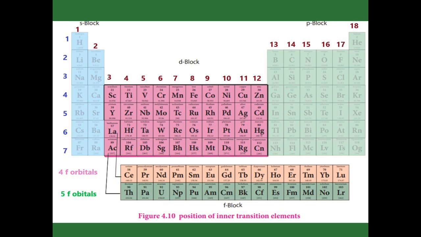In the same way, the actinoids are placed in group number 3 and period number 7. After actinium, there are 14 elements. They have the same physical and chemical properties, and the last electron is filled into the 5f orbital. They are also not placed in a single box, so they are placed under the periodic table.